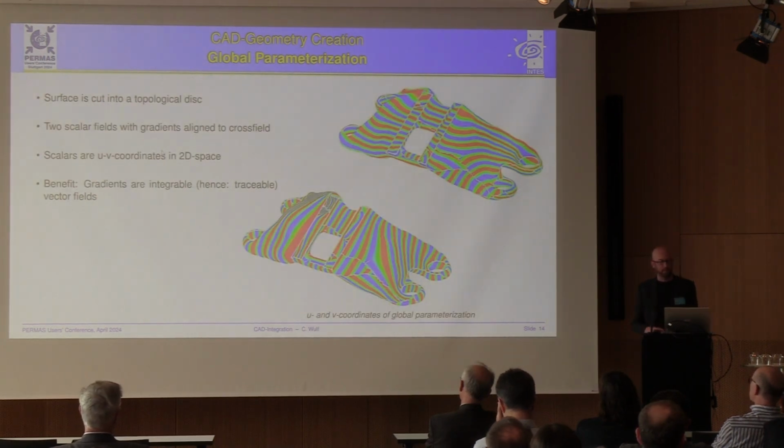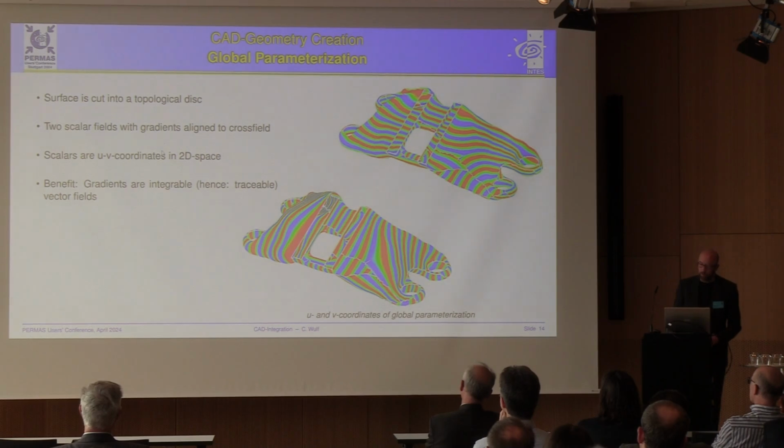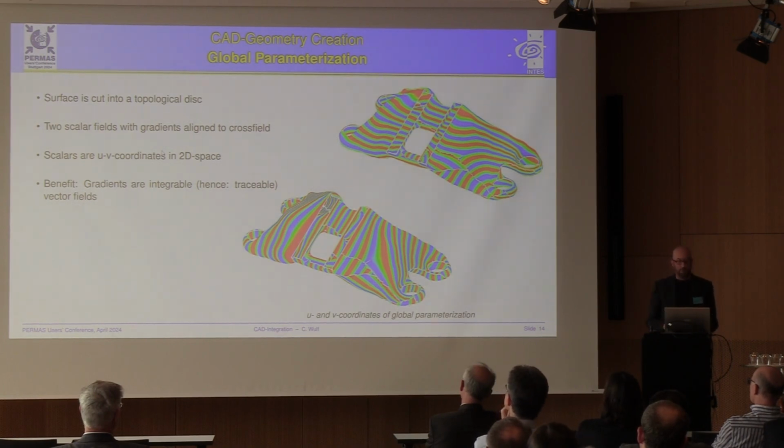Then the following step is, no, this is not putting the geometry into a pyjama, but this is the computation of a global parametrization. This means first we cut the surface into a topological disk, and then we compute two scalar fields that have gradients that are aligned to the previously computed cross fields. These two scalars are nothing more than UV coordinates in the 2D parameter space.